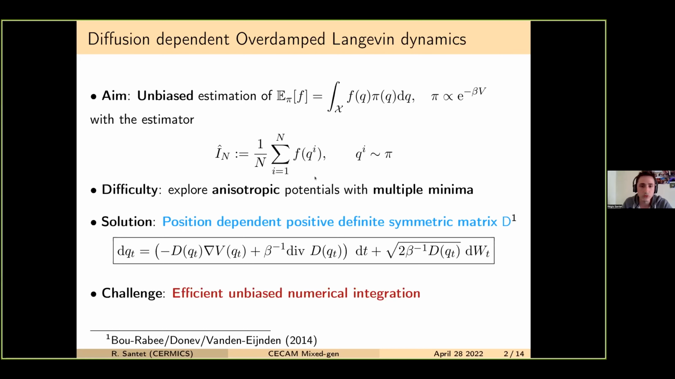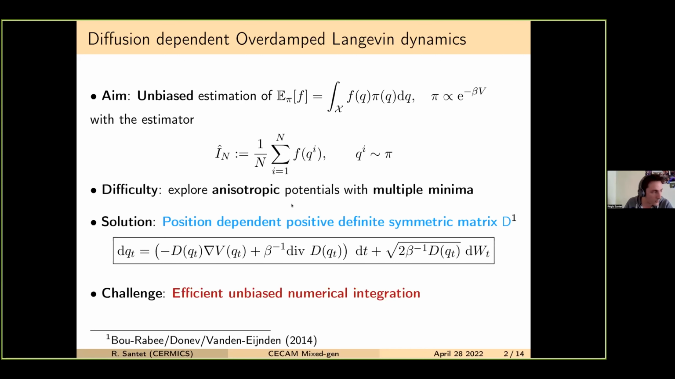So what I want to do is to create a Markov chain. This is q_i here, like samples from the trajectory, for example. I want this Markov chain to have pi as its invariant measure. It is sometimes quite difficult to estimate this quantity because potentials can exhibit a lot of issues when computing those trajectories. For example, it's hard to explore anisotropic potentials, or some dynamics are metastable.